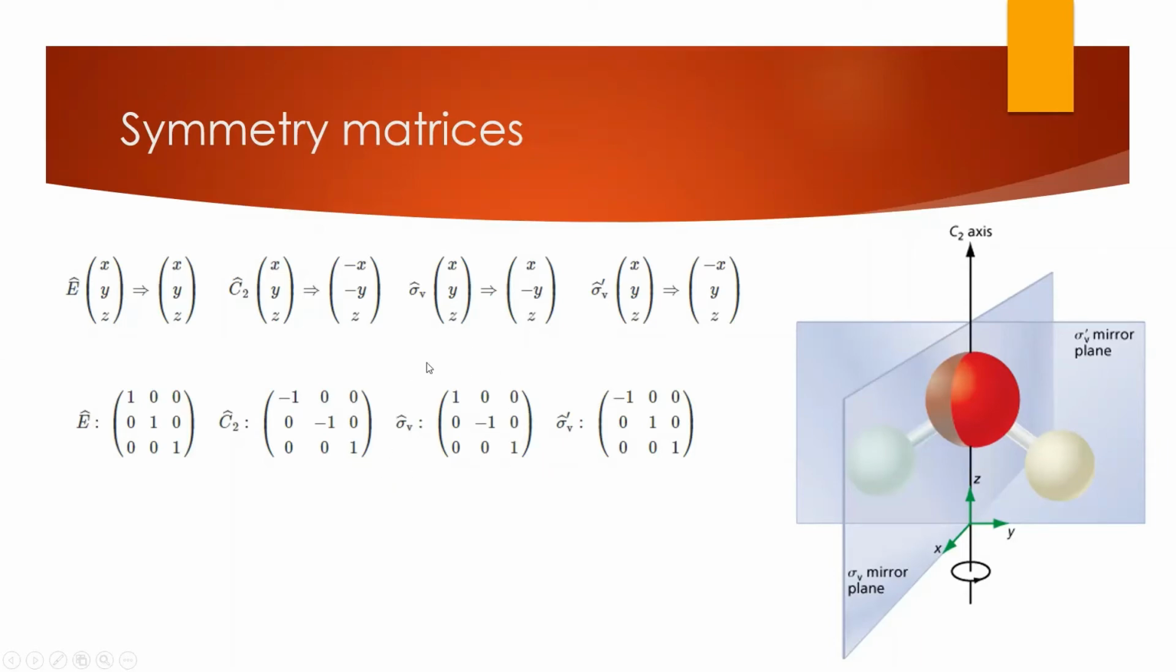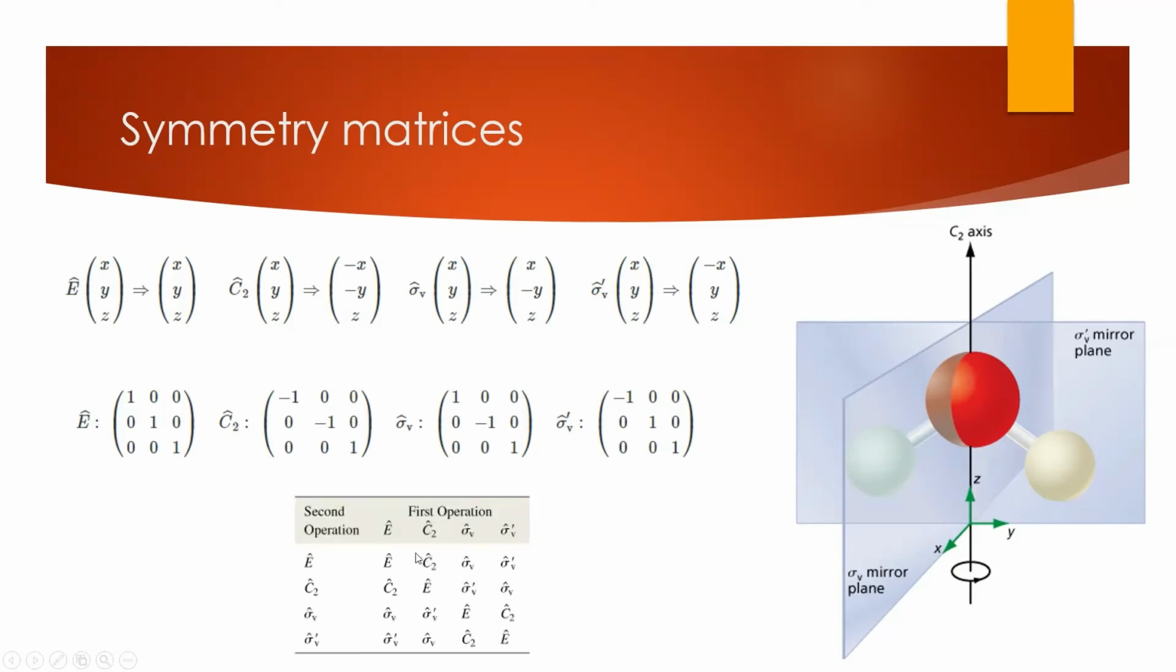So if we go to the sigma v operator, this converts x, y, z into x, negative y, z, which is what should happen upon this operation. So we can use these matrices to understand what's happening to a point. And then what we can do is multiply these matrices together and get our various point groups. So if we take this matrix here and multiply it by this matrix here, again, we can go through the same process, but what we get is 1 times -1 is -1, then 1 times -1 is -1, 1 times 1 is 1. And so if we do an E followed by a C2, that's the same thing as doing C2.